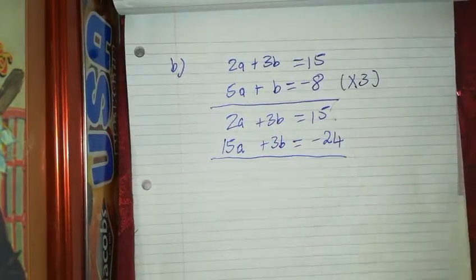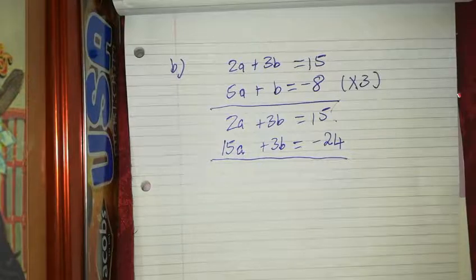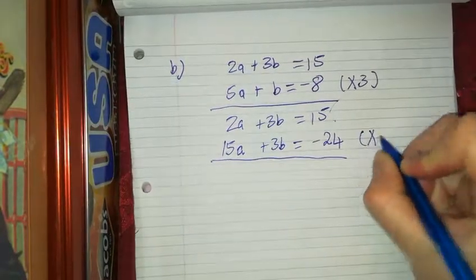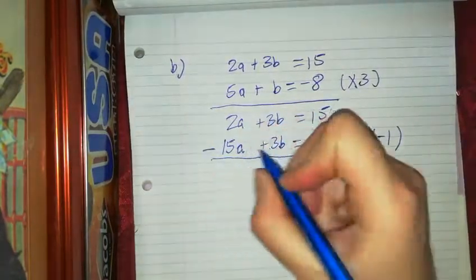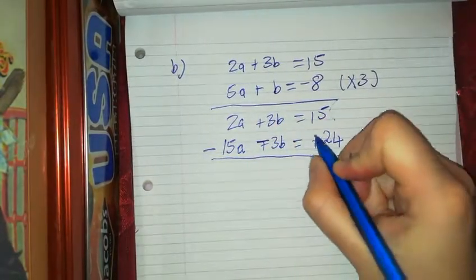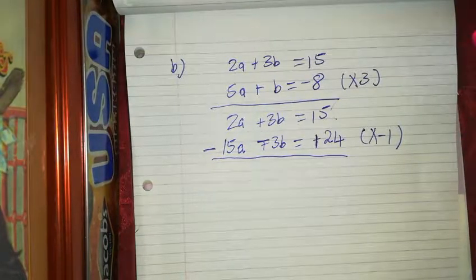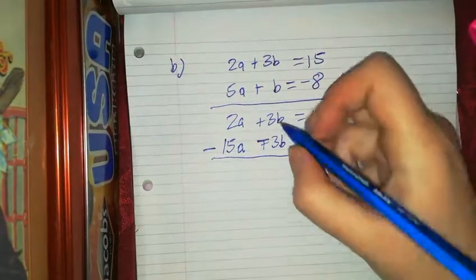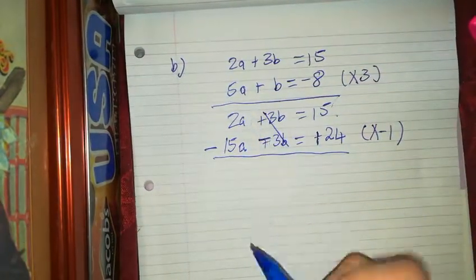But they won't cancel as they are because we don't have opposite signs. So I'm going to have to multiply one line all by minus 1. If I multiply this whole line by minus 1, it'll change the signs of everything. So that'll be a minus, that'll be a minus, and then this will be a plus, because a minus by a minus gives me a plus. Now I'm in a place where I can cancel. So these cancel, and then I have minus 15a and then plus 2a.